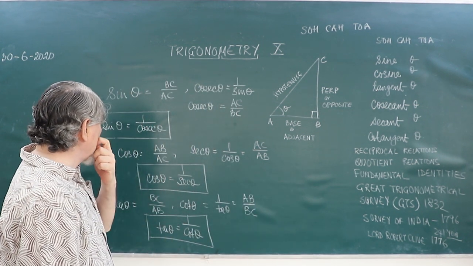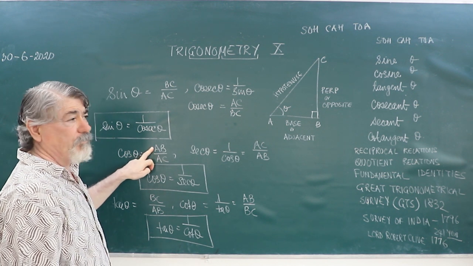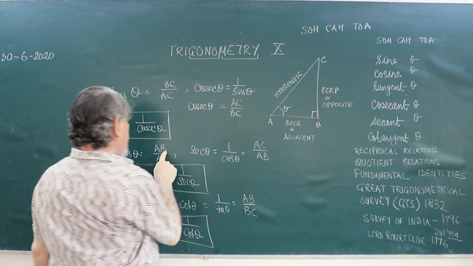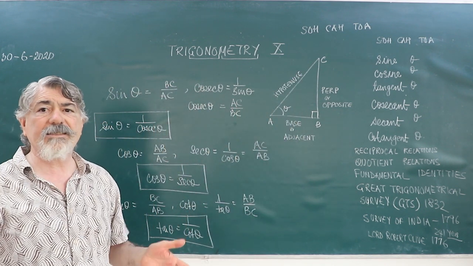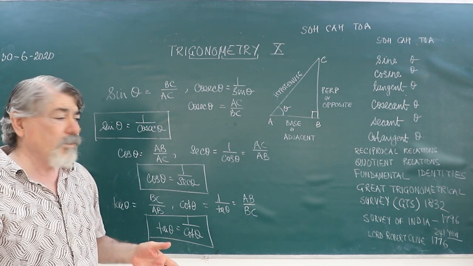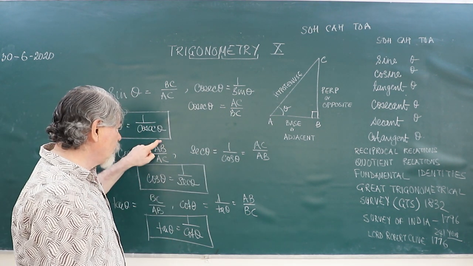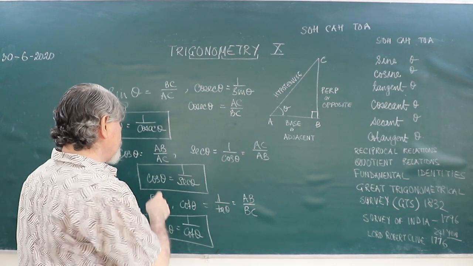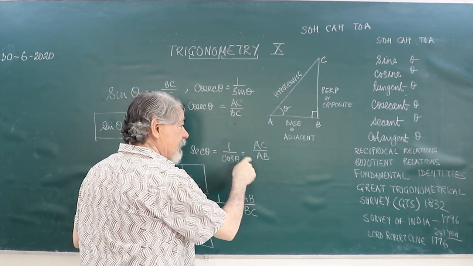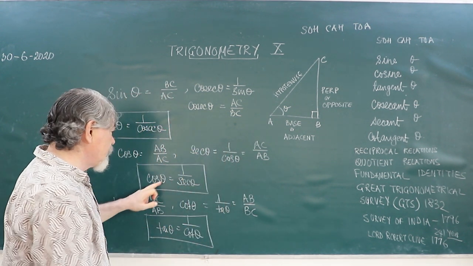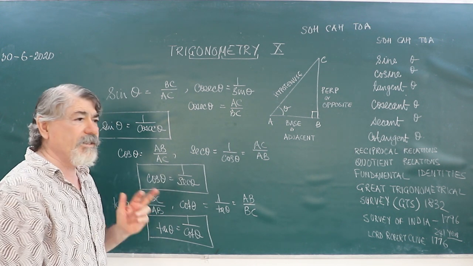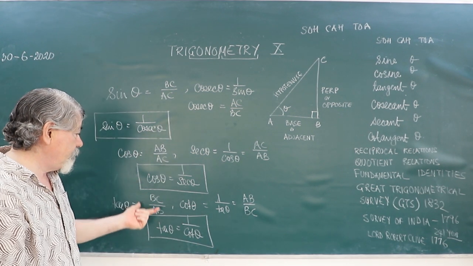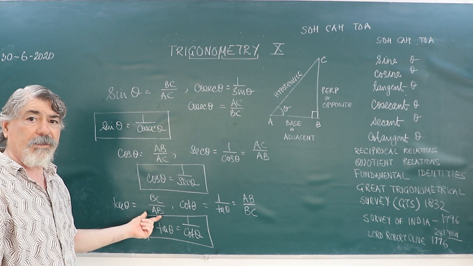Similarly, cos theta is base upon hypotenuse, AB upon AC. And sec is the reciprocal of cos, so sec is 1 upon cos theta. Whatever the cos theta value is, let us find the reciprocal of that. It was base upon hypotenuse, so it becomes hypotenuse upon base. So cos theta is 1 upon sec theta. Similarly, tan theta is perpendicular upon base.